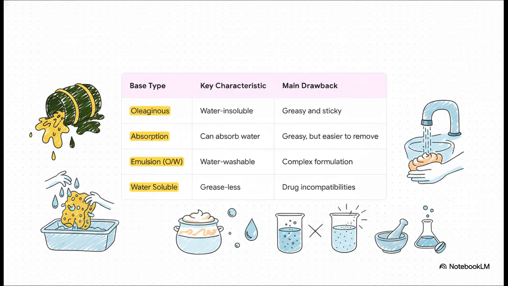Now, that base we mentioned, it's the vehicle that carries the drug, and picking the right one is absolutely everything. Your oleaginous bases, they're basically waterproof and greasy, perfect for protecting a cut. Then you have absorption bases. They're still greasy, but they have the cool ability to absorb some water. Emulsion bases are your water-washable, cream-like options that patients usually prefer. And finally, you've got water-soluble bases, which are totally grease-free and super easy to wash off. As you can see, there's always a clinical trade-off.